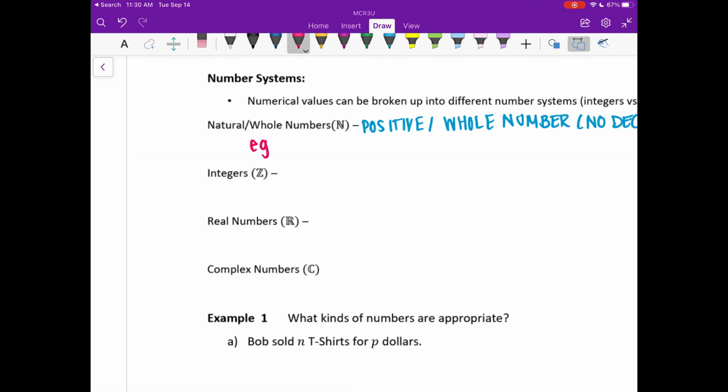So I'm just going to go in and write in some examples. So it could be like 1, 2, 3, all the way up to, well, not infinity, but whatever number, like 4, 5, 6, 7, 8, and so on and so forth. So integers, on the other hand, are positive and negative whole numbers, right? So you can have negative, you can have positive here, you can have negative 3, you can have negative 4, you can have positive 4. That's what those are. I'm just going to write that in. But no decimals.